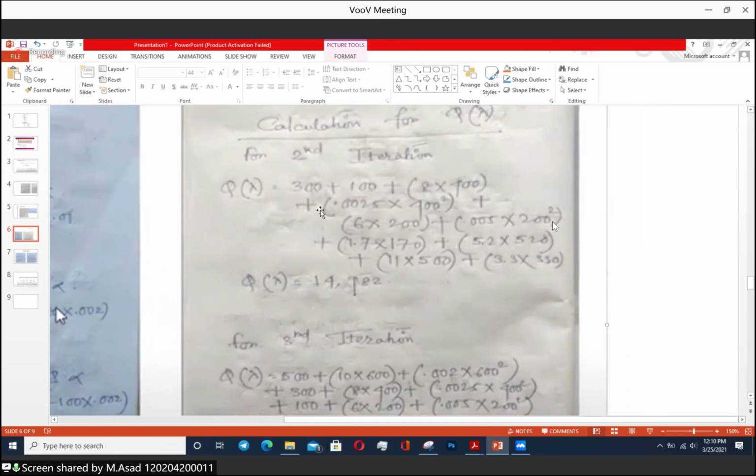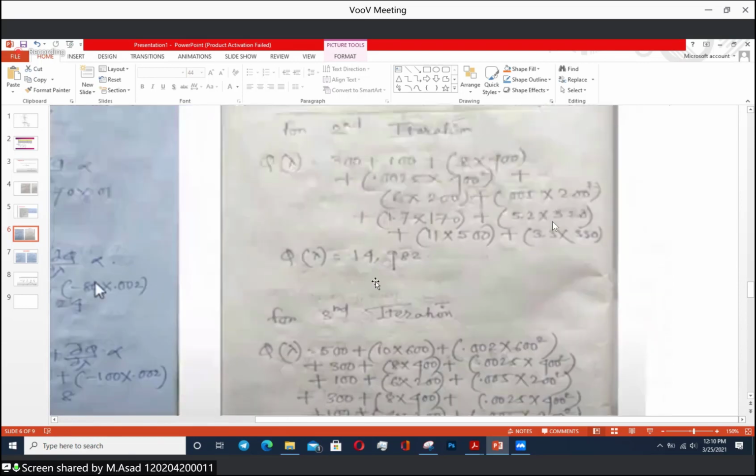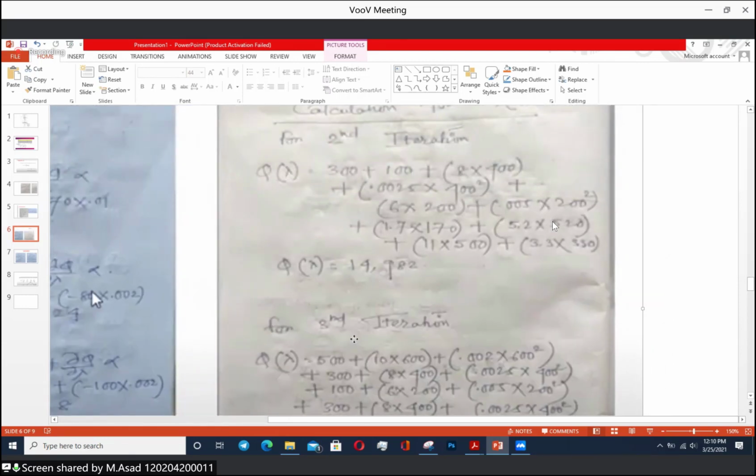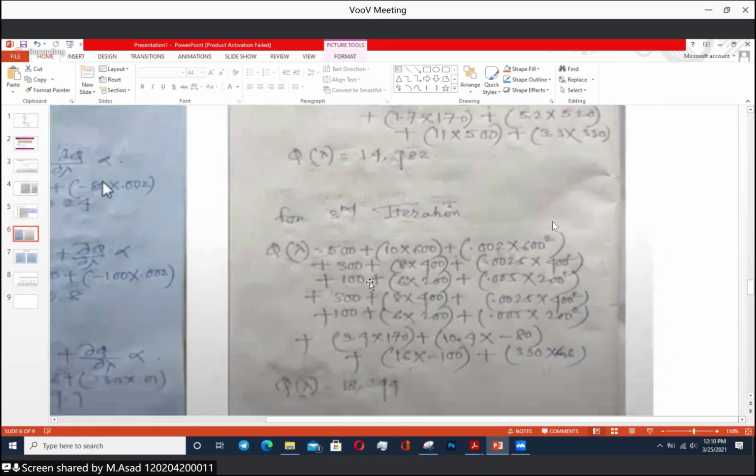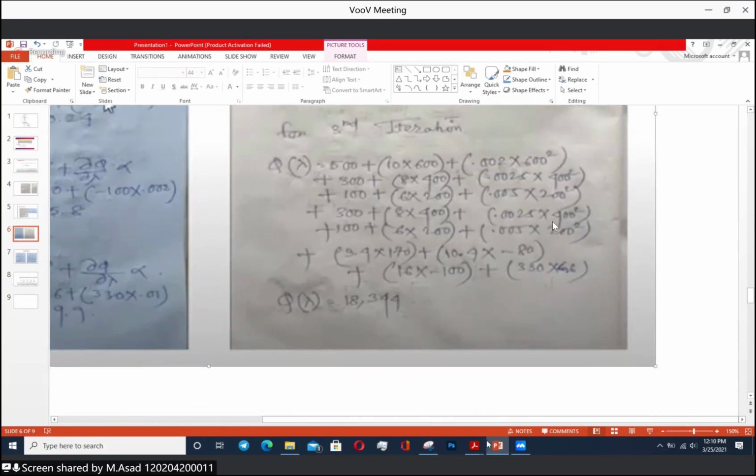Here it is 300 for the second iteration when the third unit is running. 300 plus 100 multiplied by 2 multiplied by 400 plus alpha plus 400 square. It is the same equations that were already given in the problem. So we take these from there and do the calculation for the third iteration, and for the fourth iteration it is updated.